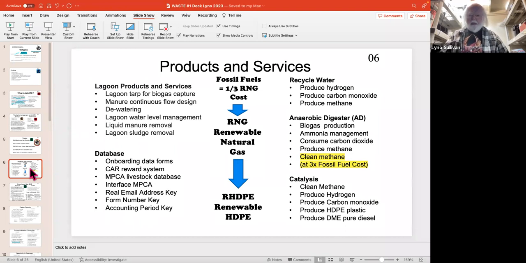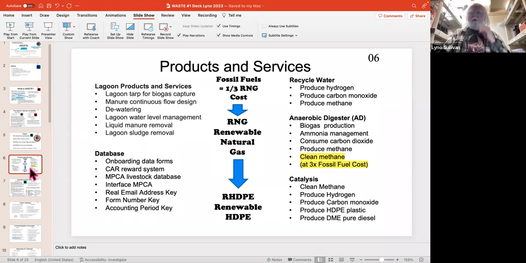Why am I talking about that? I apologize, I lost track. So the anaerobic digester consumes carbon dioxide and produces recycle water. Okay, I hit all the things. DME, dimethyl ether, is known as pure diesel, and it's easily producible. It was Oliver's favorite product on the gas side, and is a feeder to other downstream industries. Sorry, I'm fumbling.